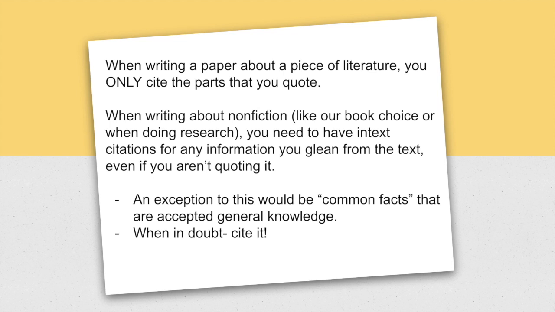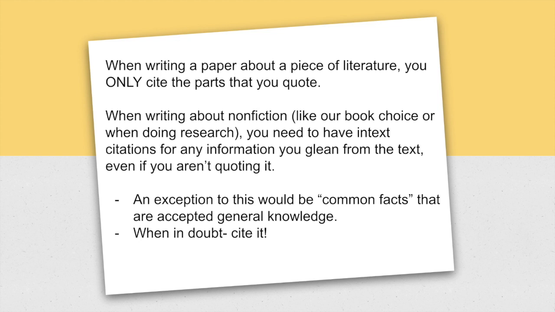When writing about nonfiction, for example, our book choice, or when doing research for anything, you need to have in-text citations for any information that you glean from the text, even if you aren't quoting it. The exception to this would be common facts that are generally accepted knowledge. So, like, you don't need to cite that World War II started in 1941, or anything like that, or that's when the U.S. joined the war. But you would need to cite more specific things that wouldn't be considered common knowledge.